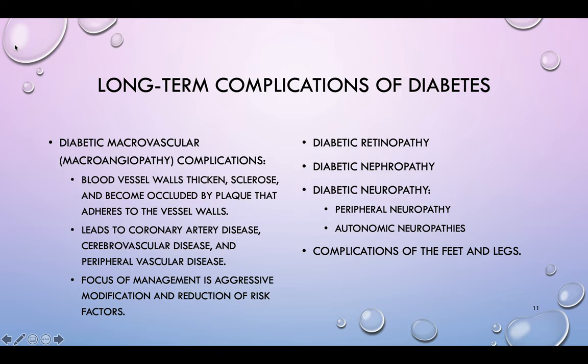Macrovascular complications involve damage to large arteries that supply the heart and brain. The leading cause of diabetes-related death is cardiovascular disease. So they're at an increased risk for heart attack and stroke. Think about that syrup. Microvascular complications involve damage to small blood vessels, such as the eyes or the vessels to the retina. Diabetes is the leading cause of blindness.